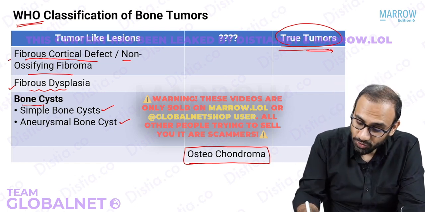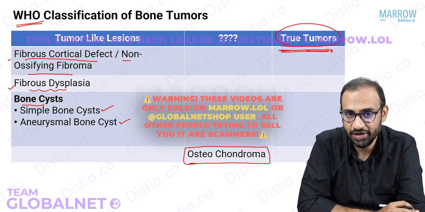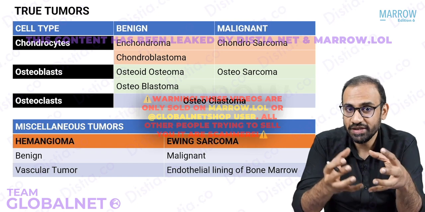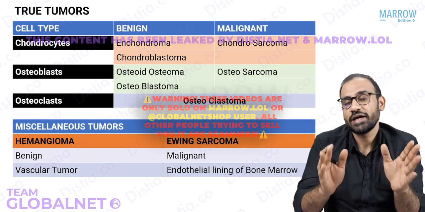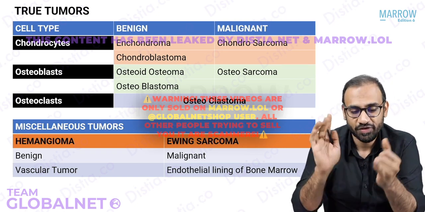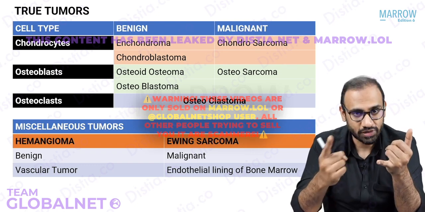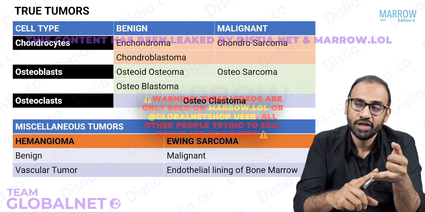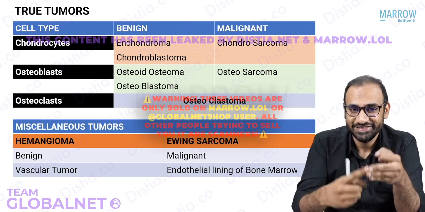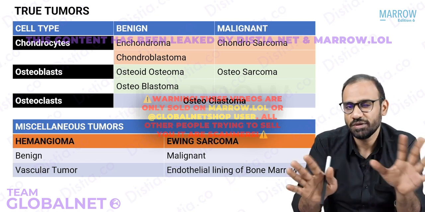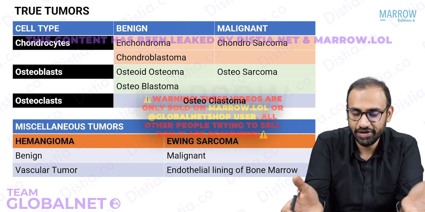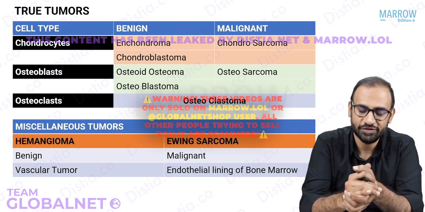Now the actual tumors, how has the WHO classified it? WHO has classified it based on the cell or the predominant cell of the tumor. Now what are the types of cells that we are going to discuss here in the bone? We are going to talk about chondrocytes that produce cartilage. We'll talk about osteoblast that produce osteoid and the bone. And we'll talk about osteoclast that resorb the bone. These are the predominant type of cells that we are going to discuss today. And then there are the miscellaneous category which do not fit into the cell groups that we have talked about.